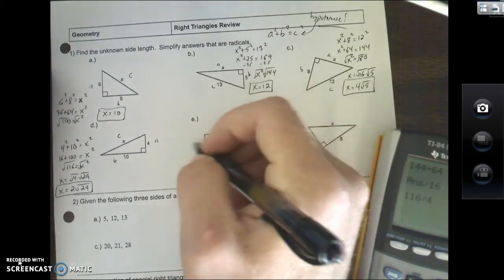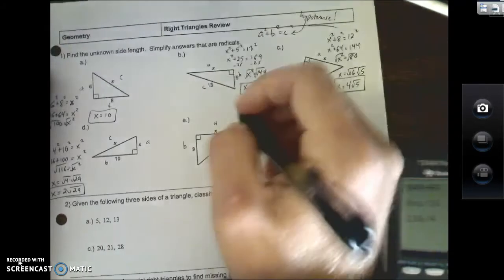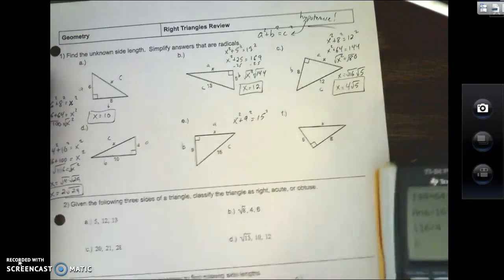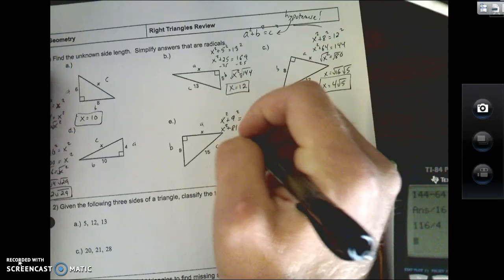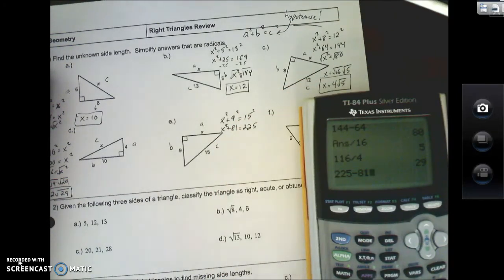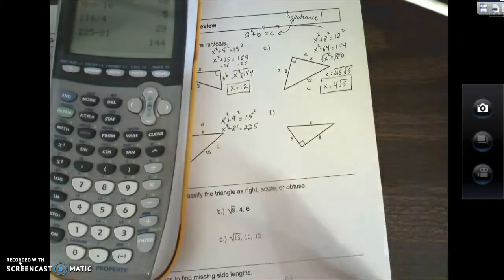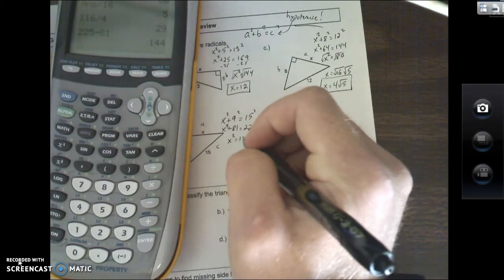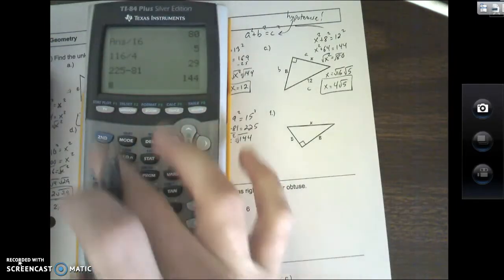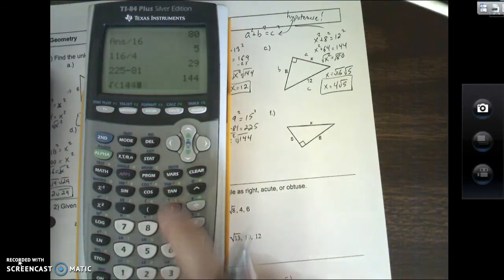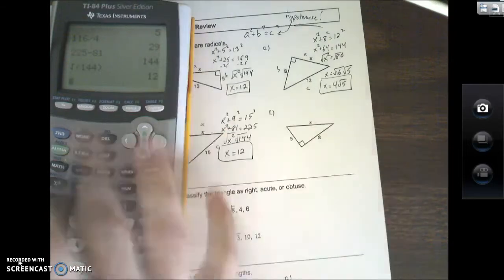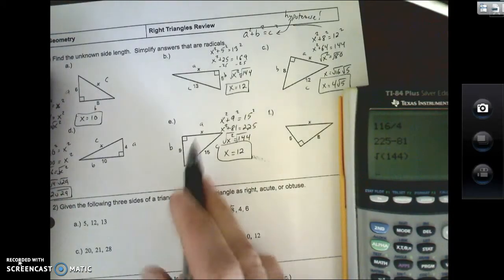All right, much the same. A, B, C. X squared plus 9 squared equals 15 squared. X squared plus 81 equals 225. 225 minus 81 gives you 144. So x squared equals 144. If I square root this, this is a perfect square. And how I show that is the square root of 144, close it, 12. So x equals 12. If asked, this would be a Pythagorean triple, 9, 12, 15.